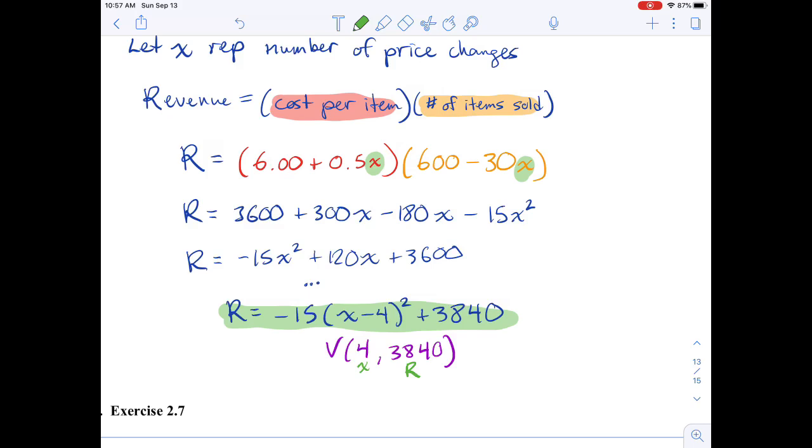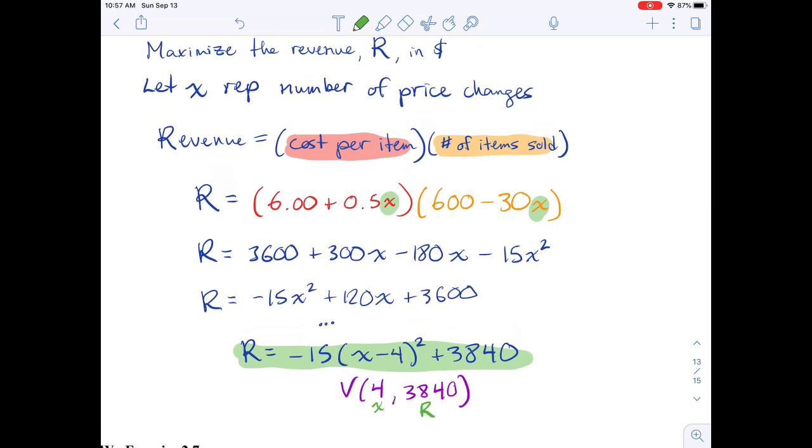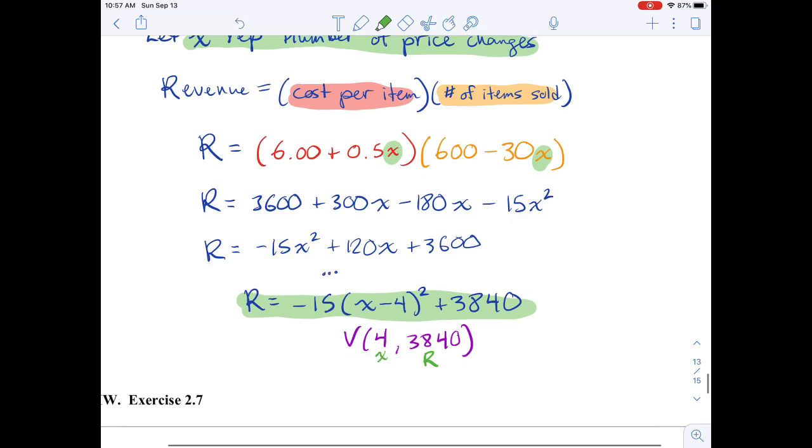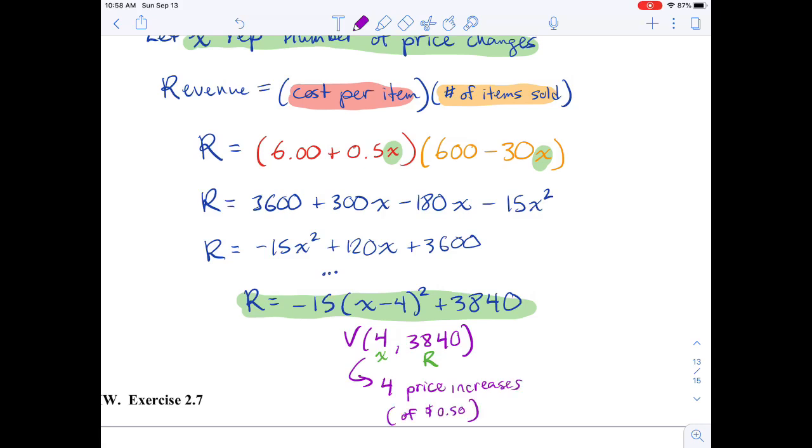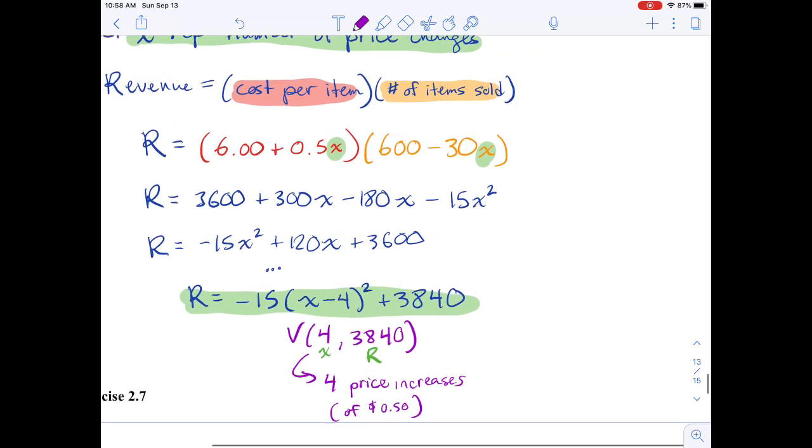Now, X that we found, this 4, is not the price that we're changing it to. X is the number of price changes. That's what we defined it as. So in other words, what this 4 is telling us is that she needs to change the price 4 times. Or in other words, there are going to be 4 price increases, and we should remind ourselves of 50 cents each. So she's going up 4 times by 50 cents each.